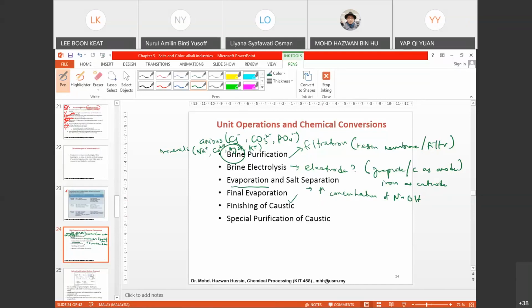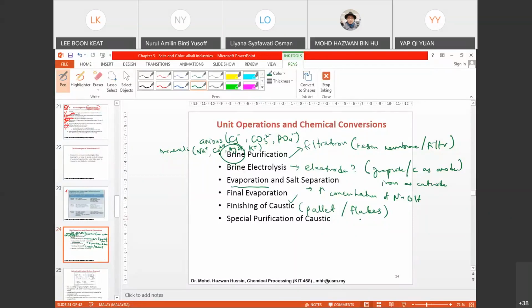Final evaporation, the temperature and whatsoever, finishing of caustic, okay, either you can have it in pellets or in flakes. Most of the time the sodium hydroxide that you find in your lab is in pellet size, sometimes in flakes.